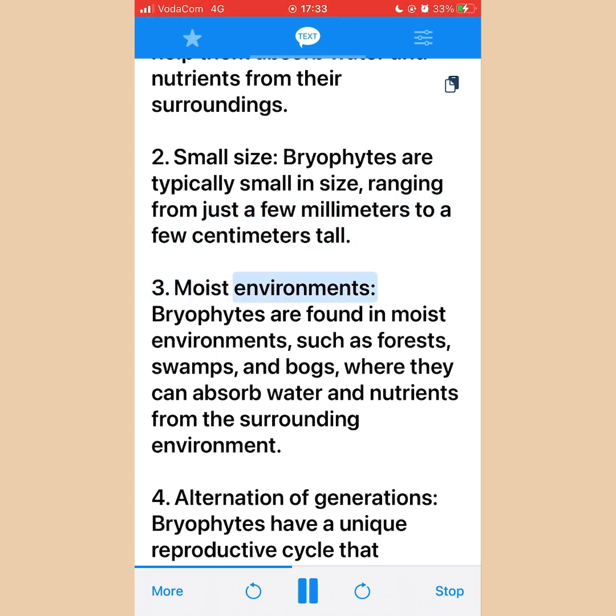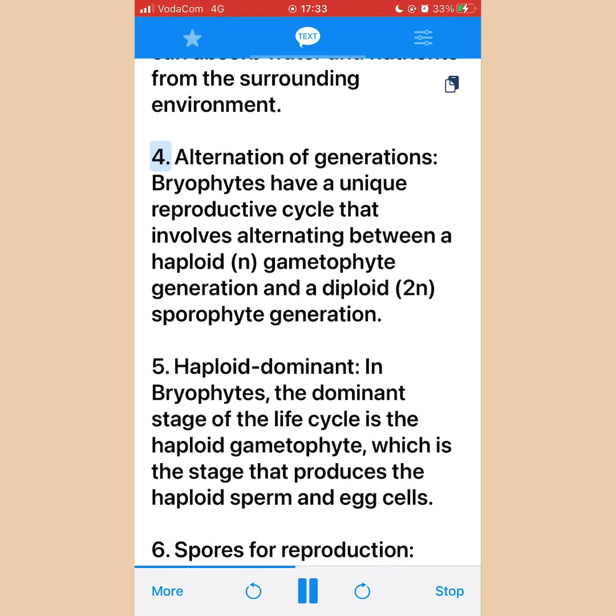3. Moist environments. Bryophytes are found in moist environments, such as forests, swamps, and bogs, where they can absorb water and nutrients from the surrounding environment. 4. Alternation of generations. Bryophytes have a unique reproductive cycle that involves alternating between a haploid (N) gametophyte generation and a diploid (2N) sporophyte generation.